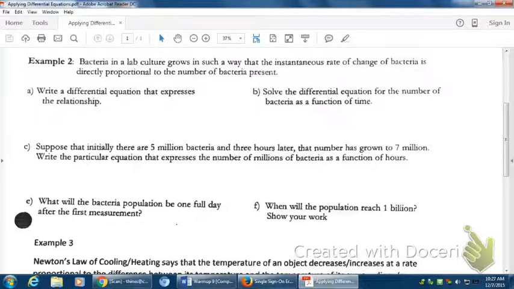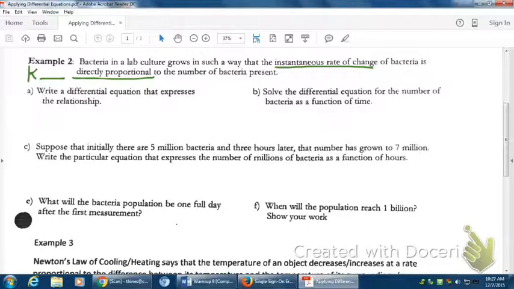We're going to skip example 1, so let's go to example 2. Bacteria in a lab culture grows in such a way that the instantaneous rate of change of bacteria is directly proportional to the number of bacteria present. When it says directly proportional, that means you can multiply a constant like k times whatever it's talking about. When it says instantaneous rate of change, we're talking about the derivative.